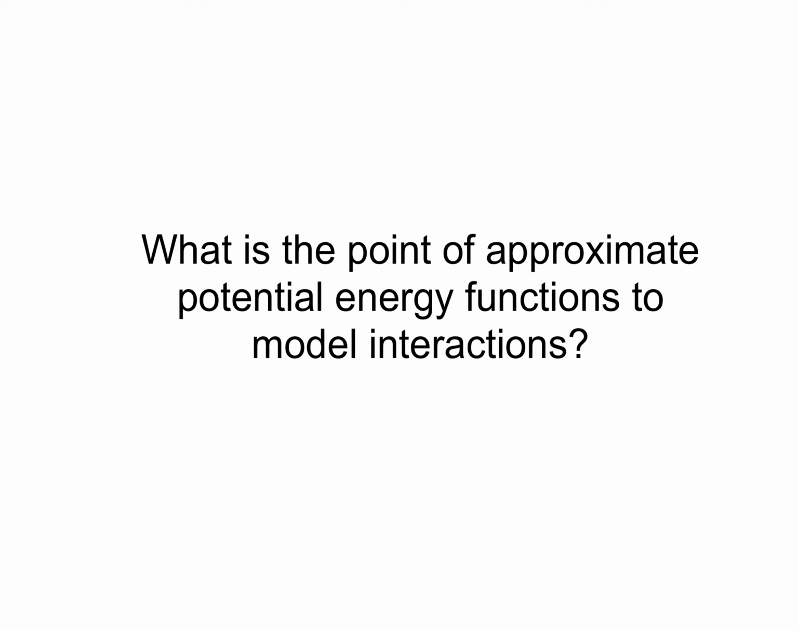The Lennard-Jones potential is a pretty good approximation of the potential energy between molecules and models molecular interactions fairly well. However, there are two approximate functions, square well and the hard sphere function, which are often used to model interactions. What is the point of having several approximate potential energy functions, and when do I use which one?